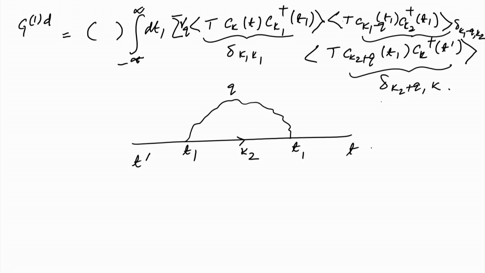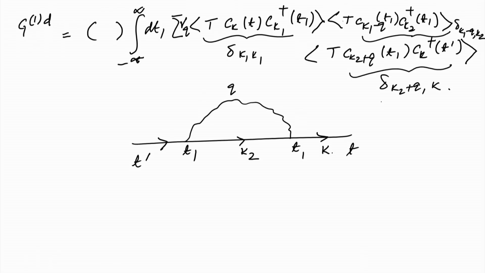So, the last term is the Green's function on the left, and then there is a term where the vertex is carrying a momentum q, and there is a free electron that propagates from T 1 to T 1 with momentum k 2, and then it again carries on with a momentum k from T 1 to T.